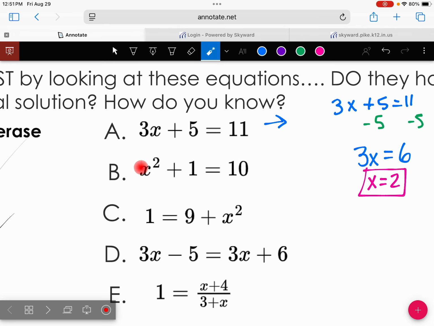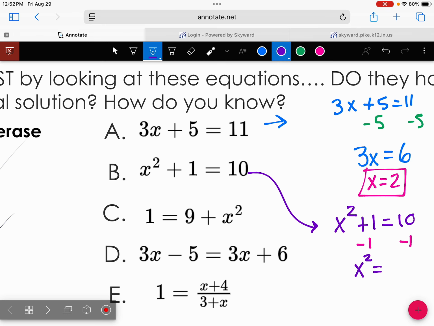So if we had something like this, I wouldn't want to square root it when it's like this with the plus on there. But yeah, you can solve it. I could take this and I could make this x squared plus 1 equals 10. And I could subtract that 1 to make x squared equals 9. What number when squared is 9? 3. Or, what else when squared gives us 9?